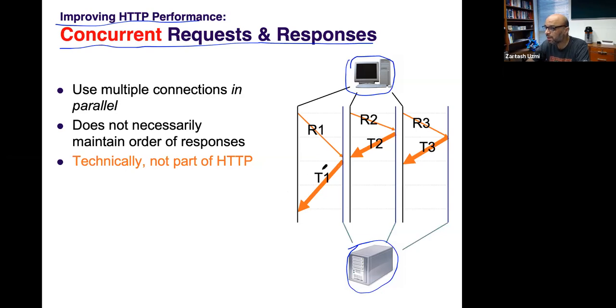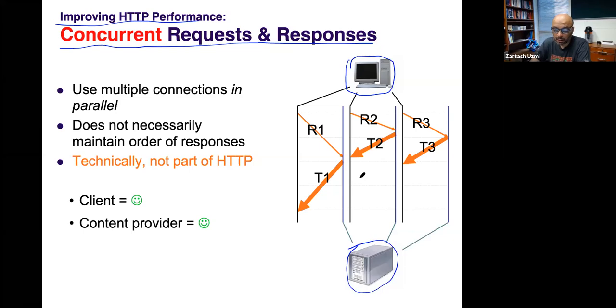Because remember, you need to fairly divide bandwidth. Divide bandwidth between each TCP connection. If the three TCP connections are owned by the same machine, that means this guy will get thrice the bandwidth of another guy who has only one TCP connection. Okay. So this way, the client is happy. The content provider is also happy. Why? Because the client is happy.